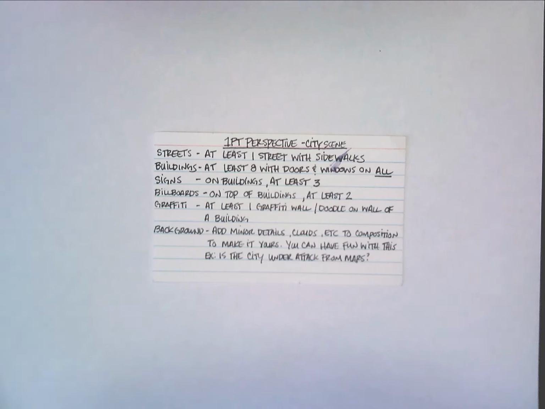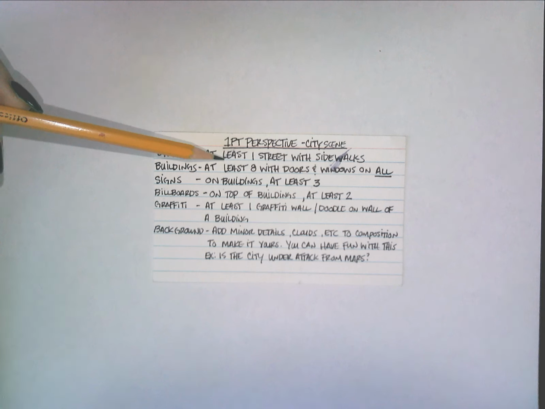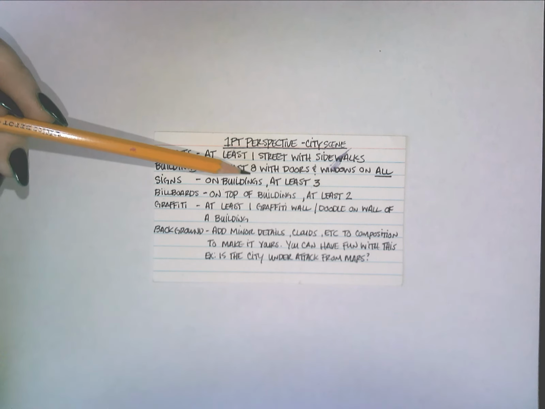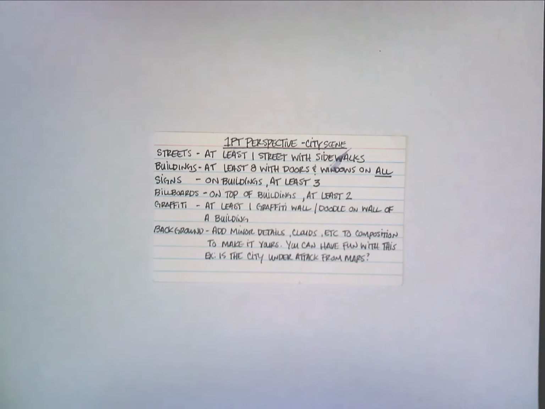Hello, Happy Valley. This is a one-point perspective video for a city scene. I wanted to go over the requirements for this video. So you will have at least one street with sidewalks, a minimum of 8 buildings with doors and windows on all. When I say doors, only for the buildings where I can see the bottom of the building where it meets the street with the sidewalk.